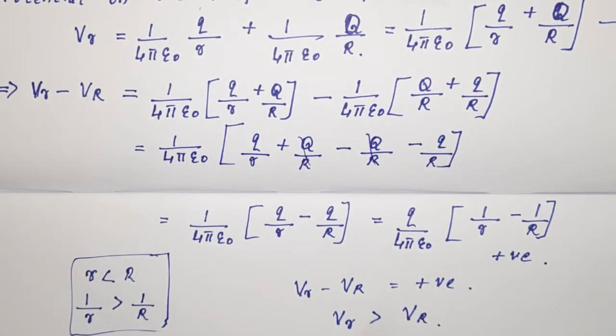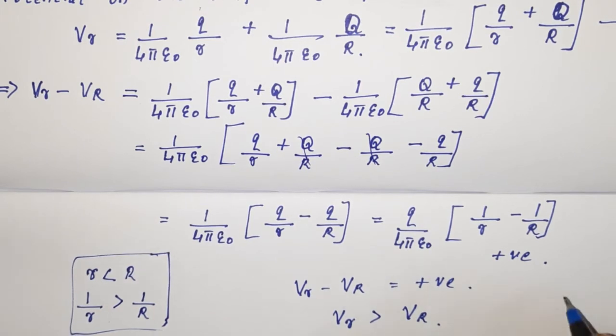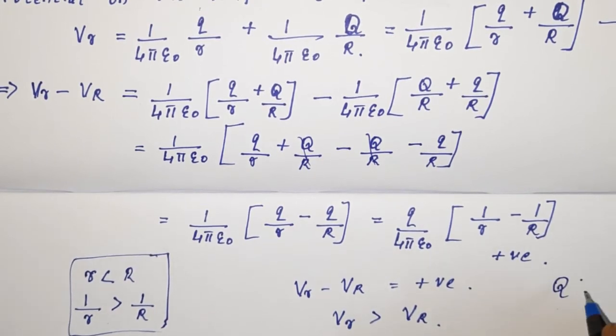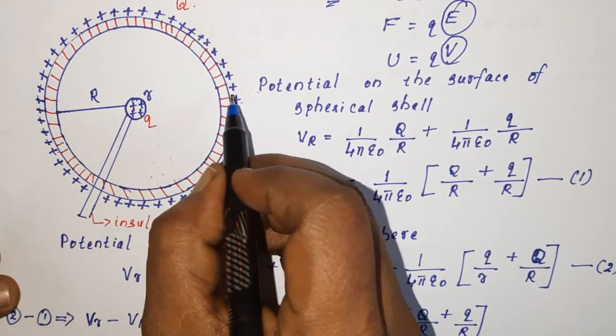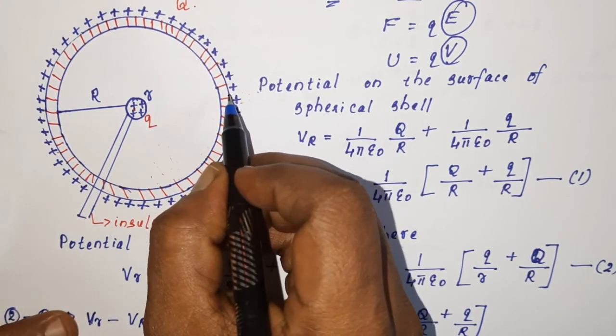It is something contradictory against our expectation. What we expect, because it is evident from the diagram, is that capital Q is very much larger than small q. But what we are getting is that the potential on the surface of the sphere is more than the potential on the surface of the spherical shell. So the sphere is at a higher potential compared to this spherical shell.